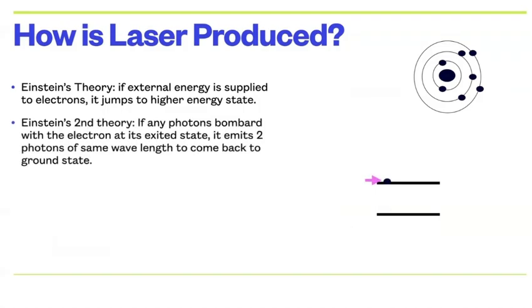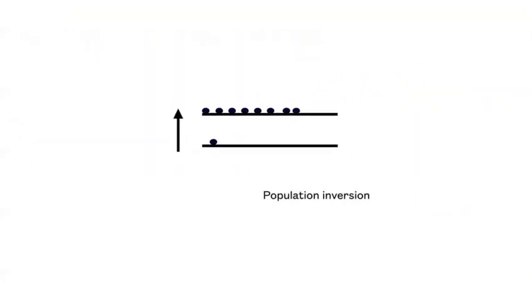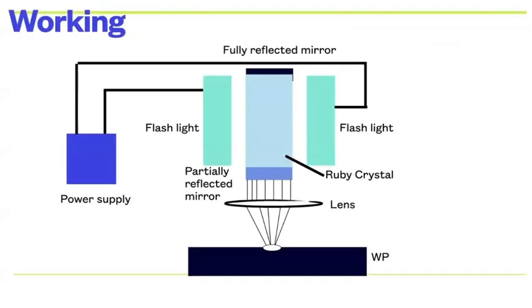According to Einstein's second theory, if any photon bombards an electron in its excited state, it emits two photons to come back to the ground state, of the same wavelength. This is called stimulated emission. To produce an active laser, more electrons need to be in the excited state or at a higher energy level. This is called population inversion.